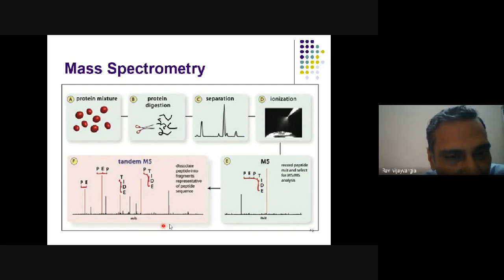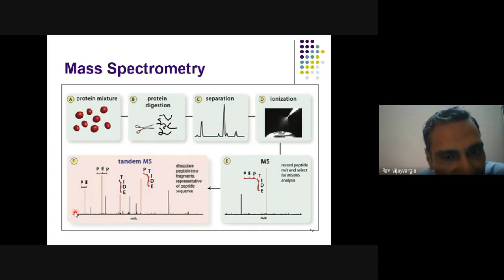And this particular pattern is compared with the database of proteins and peptides. Based on the mass to charge ratio of the original peak and the daughter peaks, you can combine them together to derive the sequence of the peptide. So mass spectrometry is more commonly used to determine the sequence of proteins.